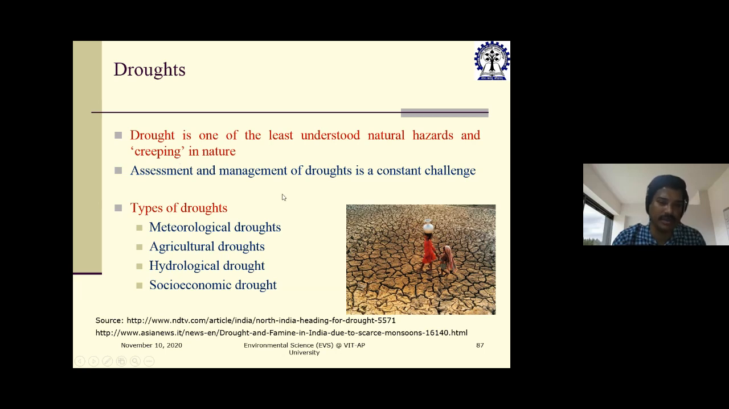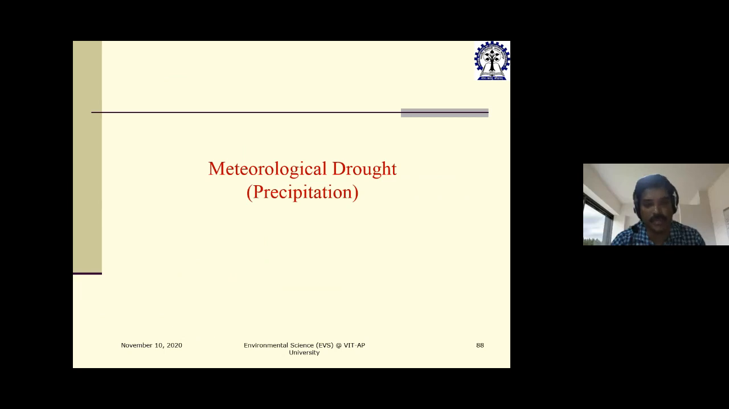So that is why, in this era of changing climate, its assessment and management is very challenging from different perspectives, different points of view. We'll discuss very little about all these 3 types of drought. The first one is the meteorological drought. As I was telling, it is a shortage of the precipitation.